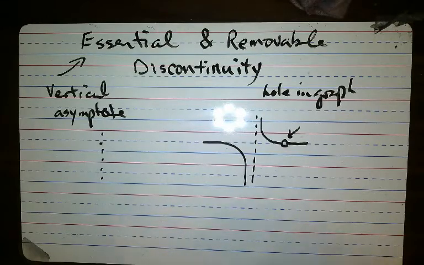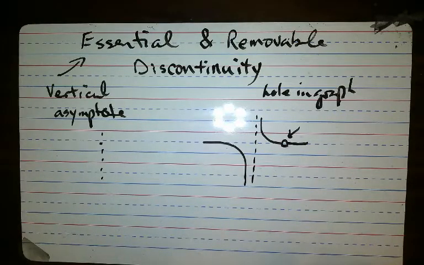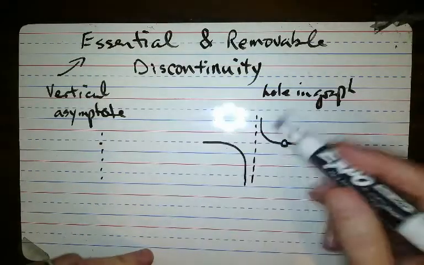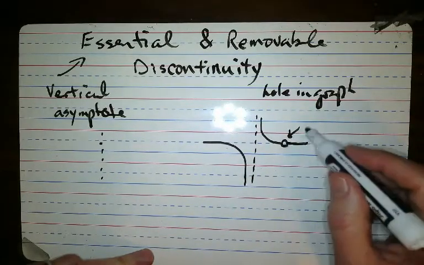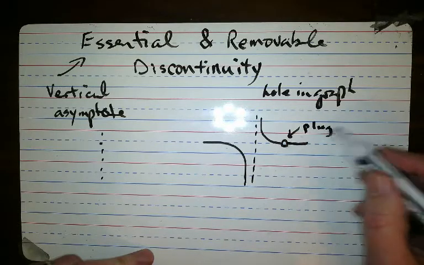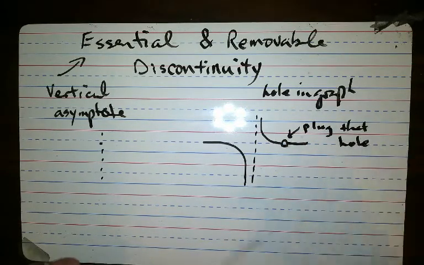Now, all the ones on the homework, some of them don't have removable discontinuities. They're all asymptotes. You just have to find all the asymptotes. But if they're removable, you need to find all the discontinuities, the essential and the hole in the graph, and then you need to be able to plug that hole. And we're going to figure out how to do that too. So here we go.